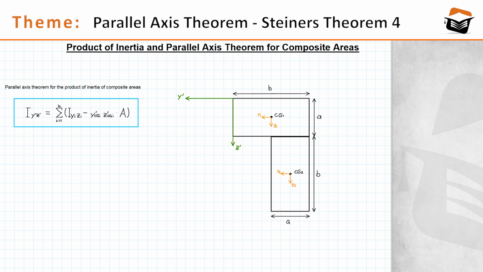The equation for the product of inertia of a composite area is analogous to the one for the area moment of inertia of a composite area. This means that you need to add together the individual products of inertia of the partial areas with respect to the reference coordinate system y prime, z prime, whereby the parallel axis theorem is applied to each partial area.